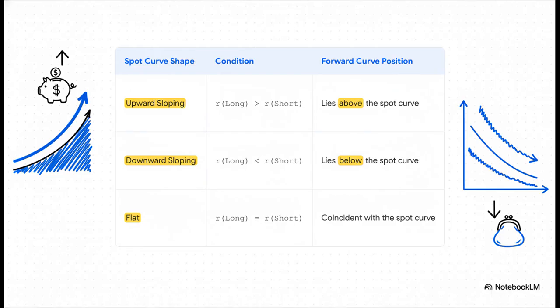Now this is where it gets really interesting. Look at that first row. If the spot curve is sloping up, meaning long-term rates are higher than short-term ones, the math tells us that the forward rates have to be even higher than the spot curve. The market is literally pricing in an expectation that rates are going to rise in the future. And of course, the opposite is true if the curve is sloping down.